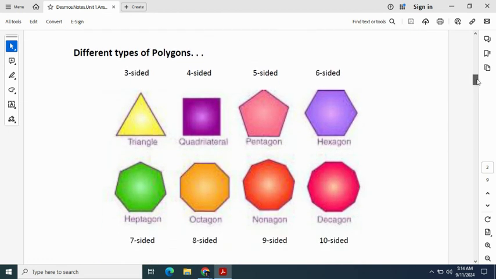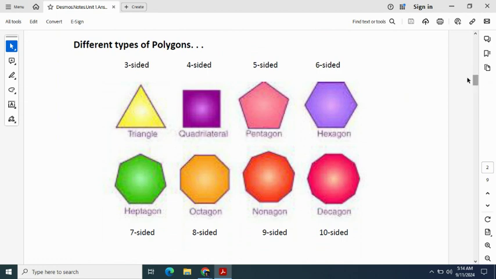So let's name the different polygons. A 3-sided polygon is a triangle. A 4-sided polygon is a quadrilateral. Quad means 4, lateral means side. 4-sided is quadrilateral. 5-sided is a pentagon. 6-sided is a hexagon. 6 ends with an X, and hexagon also has an X, so 6, hexagon. 7-sided is a heptagon. 8-sided is an octagon. Think of an octopus. An octopus has 8 tentacles, so that's an octagon.